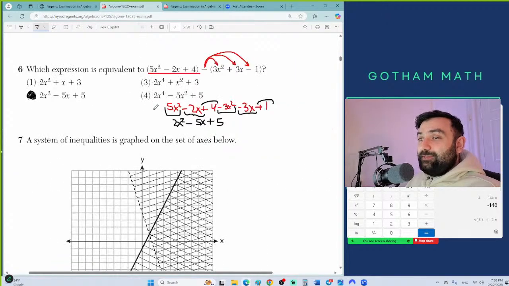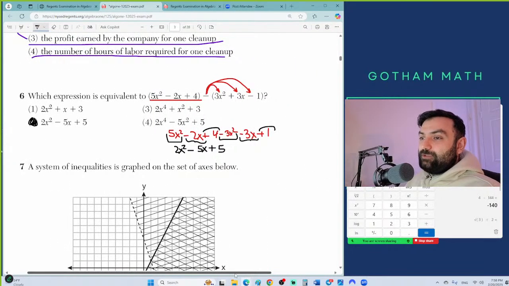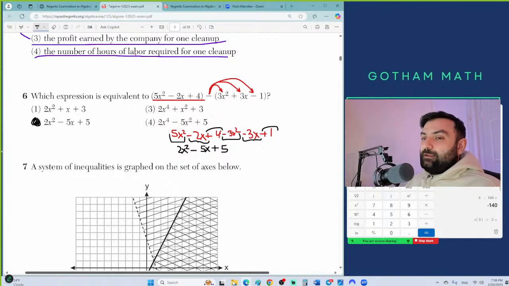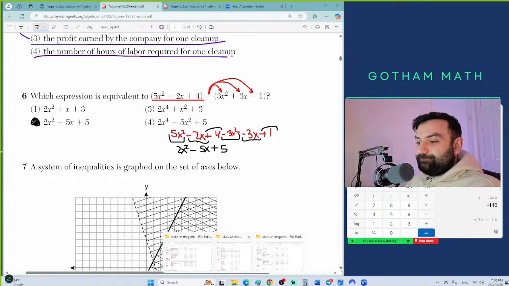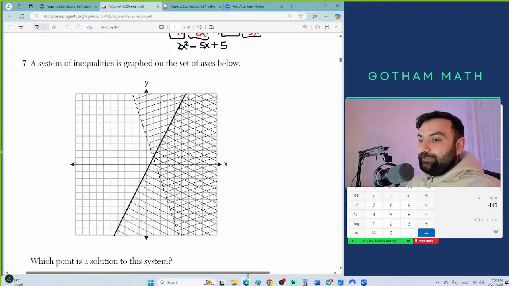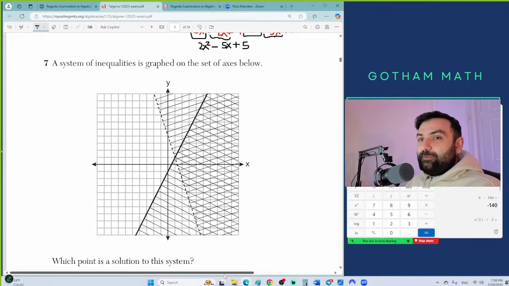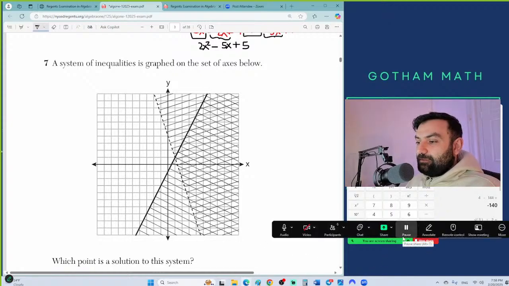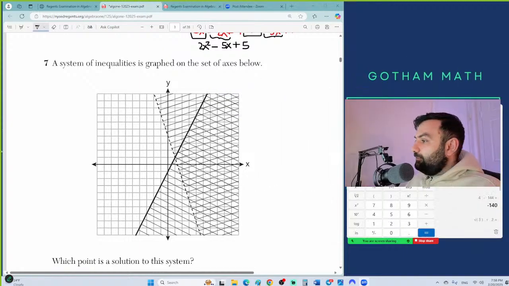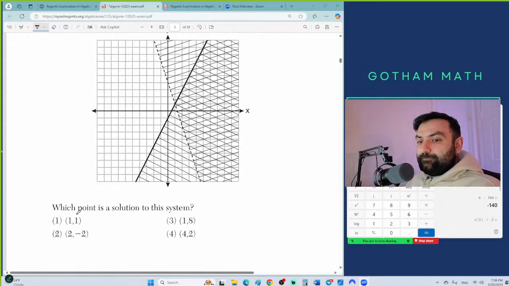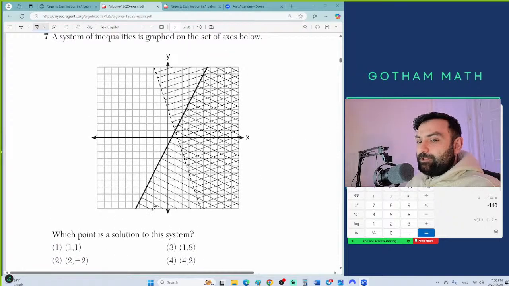Again, if you haven't done it, you need to learn it as soon as you can and practice as soon as you can. Moving on. Number 7 is an interesting question because it looks hard. Usually this topic comes up on the short response questions, but it's actually a pretty easy question.